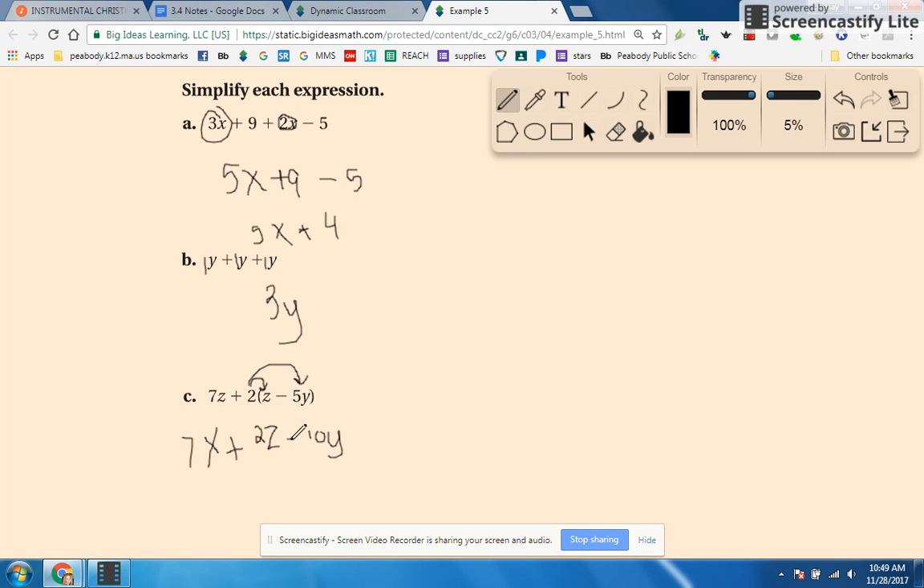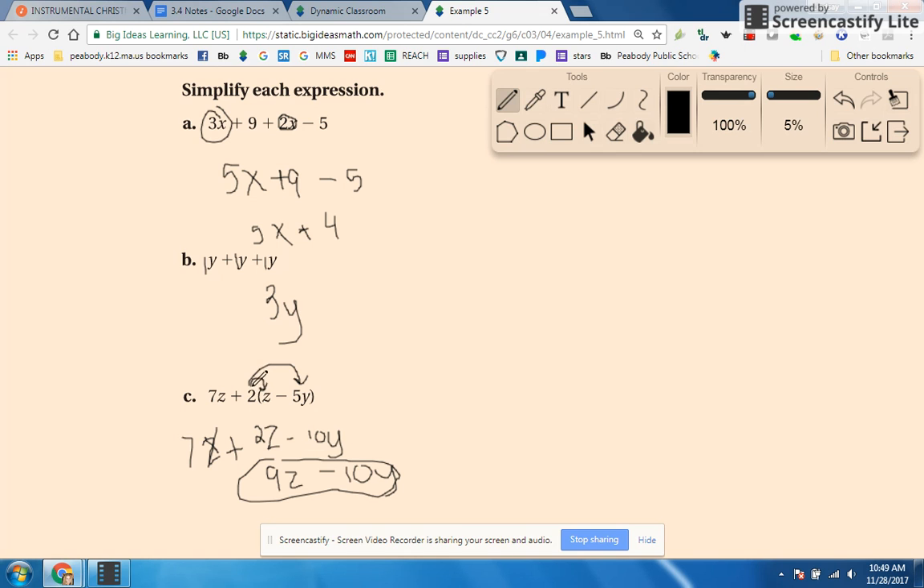Now I have z's that I can actually do something with. Oh, this is a z. I don't know why I put an x. This is a z. So I have 7z plus 2z. I can add that and get 9z and then take away 10y. Again, I can't do anything with the 9 and the 10 because they're both coefficients of different letters. If they're the same letter, you can do something. If they're not the same letter, you can't. So this would be my final answer for that one.